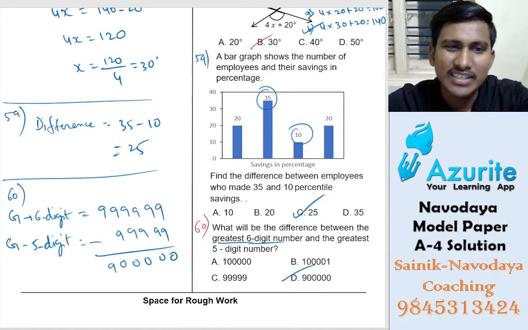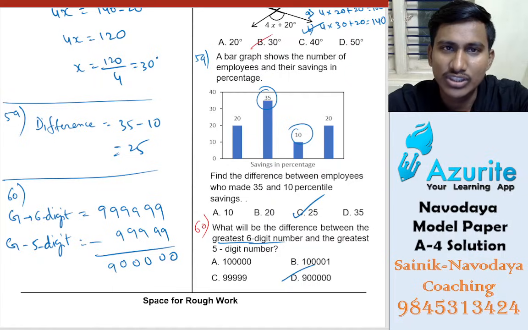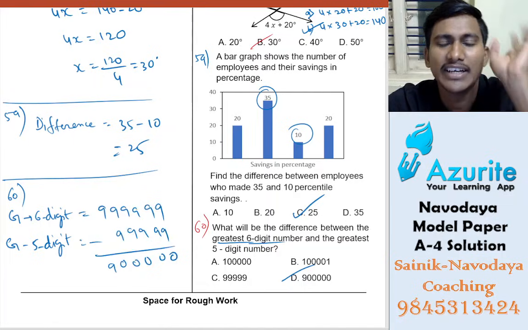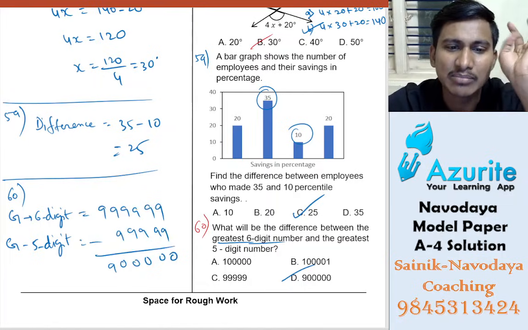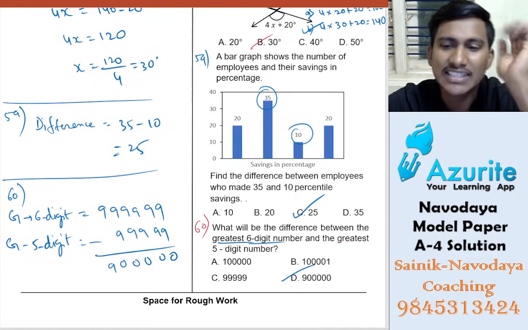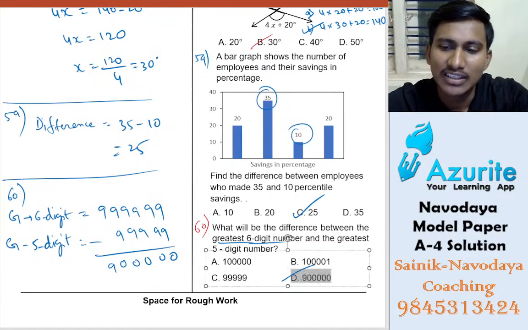So now students, let's go to question 60. What is the question here? What will be the difference between the greatest 6-digit number and the greatest 5-digit number? The greatest 6-digit number is 9, we have to write 6 times. The greatest 5-digit number is 9, we write 5 times. If you find the difference, minus, everything will become 0, 0, 0 and 9 as it is. So that is why the option is option D here.